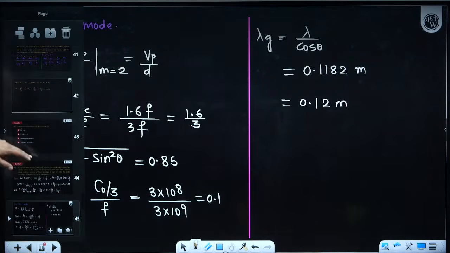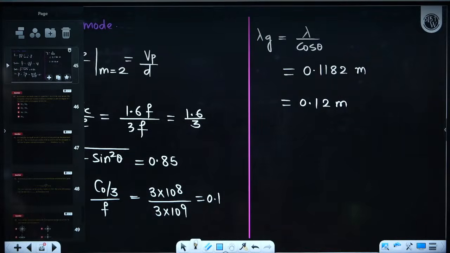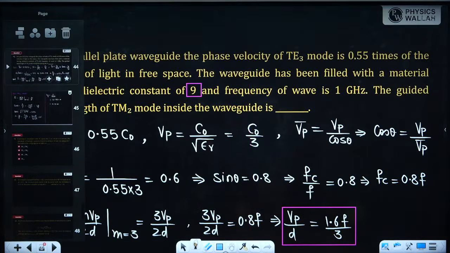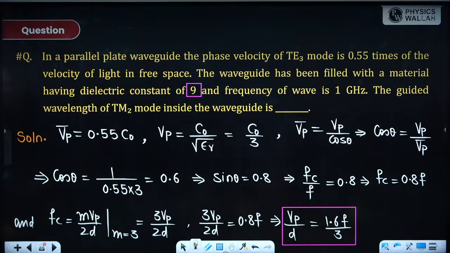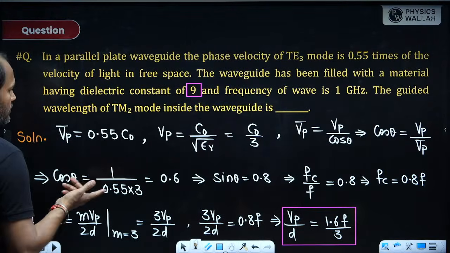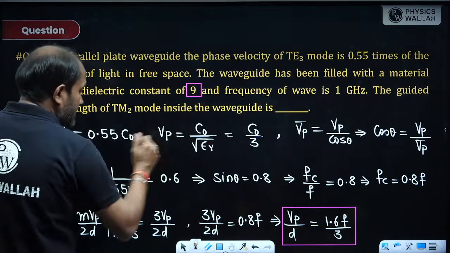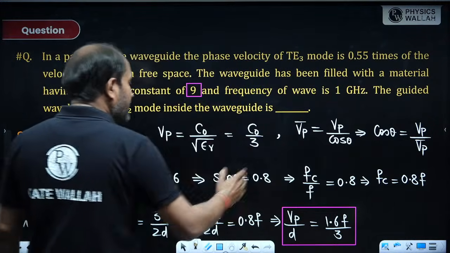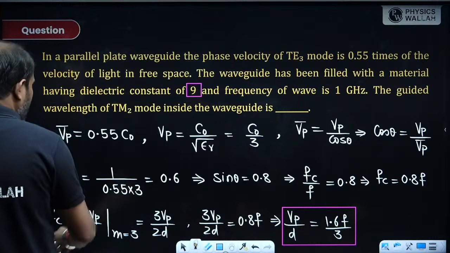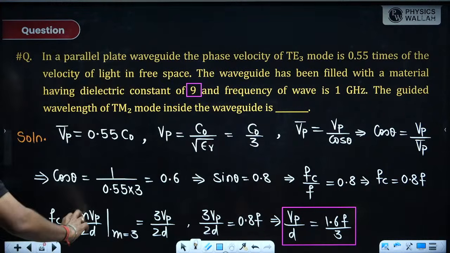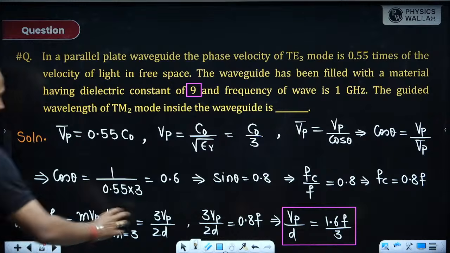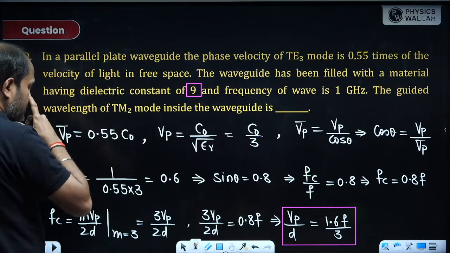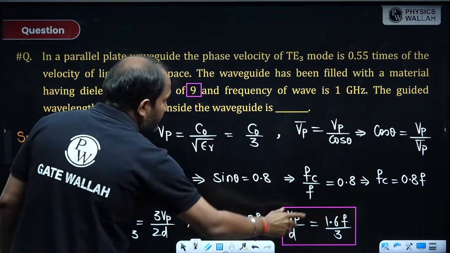This is a very good question. This type of question in waveguide they have asked, because they will not ask a direct question. So Vp bar is given, Vp is given, so you have to calculate cos theta. From that cos theta you have to calculate sin theta. From sin theta you can calculate Fc. From Fc you can calculate the Vp by d ratio, or you can calculate the value d. I will not give the calculated point, because that will give some error. So that's why I will calculate in terms of variable only.